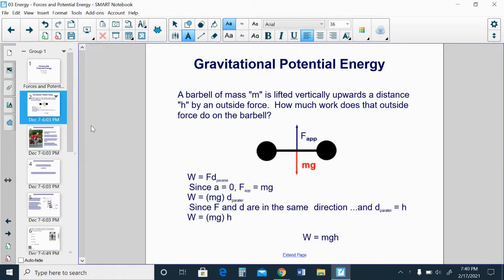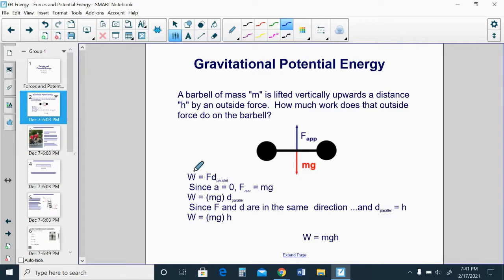So let's imagine a barbell for a moment. We'll say that its mass is m, and we're going to lift it vertically upwards a distance h by an outside force, so we can call that an applied force. How much work does that outside force do on the barbell? This is similar to a problem we did at the end of the last lesson, where we were actually getting to the concept of potential energy.